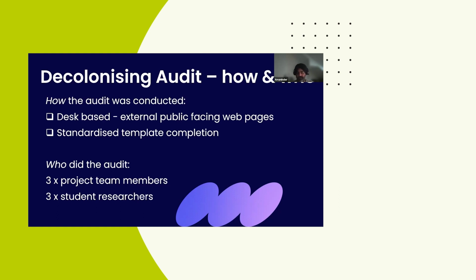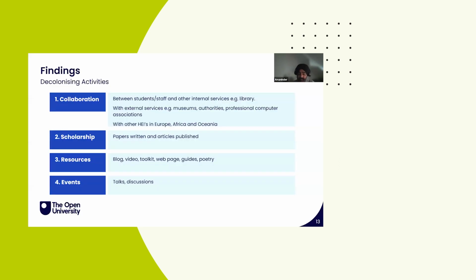And when we started this audit, we had our three team project members, Kate, Zoe, and myself, but we also recruited three student researchers. So six of us worked together on this audit, and then we produced the audit. We collated all the information based on that. So I think I'll pass on to Kate next.